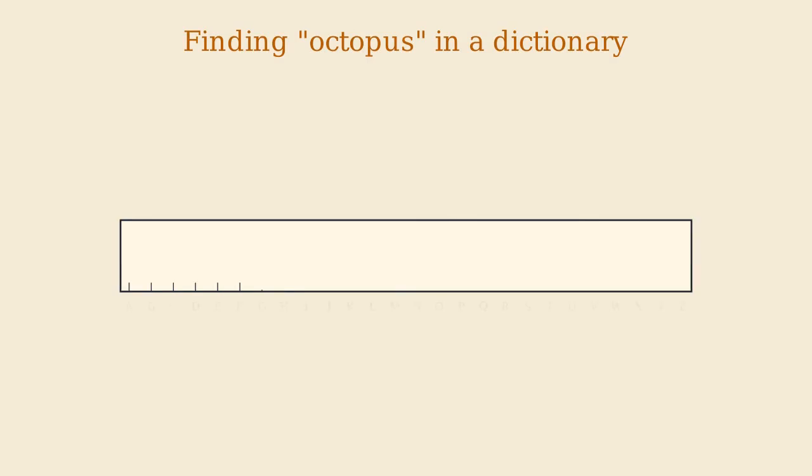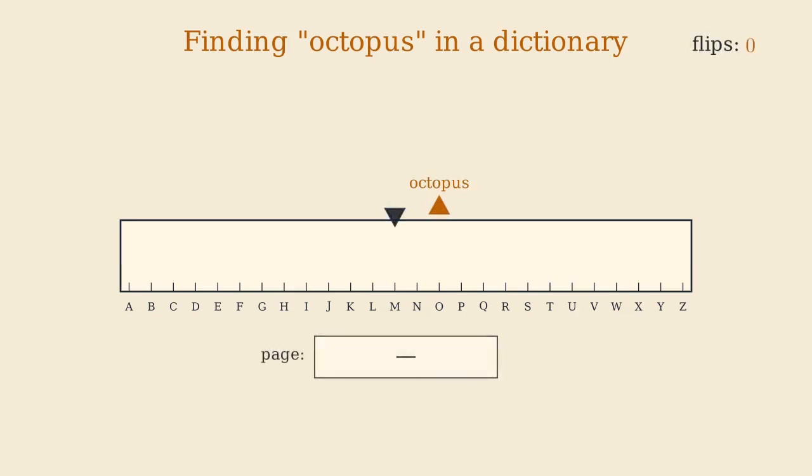Picture yourself, age 6, holding a fat paper dictionary. Your teacher says, find the word octopus. You don't start at aardvark and read every page until you hit O. Nobody taught you a method, but you flip somewhere past the middle, glance at the top of the page, see you've landed on tornado, and flip back.